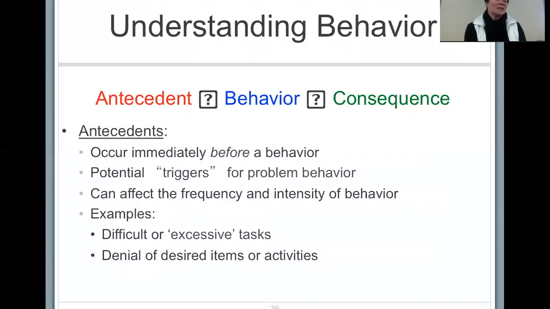Another common antecedent to problem behavior is taking something a child likes away from him, telling him he can't have it, or he has to stop doing something fun. These things can serve as antecedents to problem behavior. Other examples may include a parent being on the phone, being given a hard task, or being told to stop something that is fun.